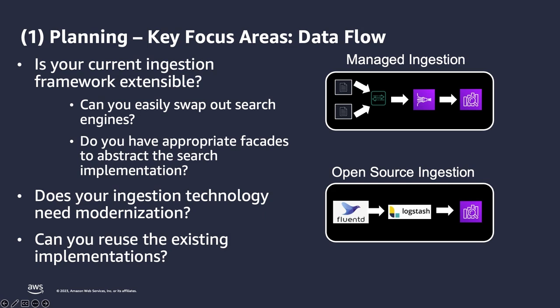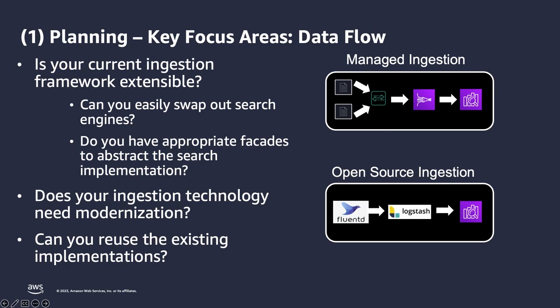The next aspect of planning your migration journey is to make sure that you decide on the data flow, because a search cluster typically works in pair, or it will get the source entities or documents from a different source of truth. This source of truth can be a relational database in a search use case. It can be log files spread across your container fleet, for example.